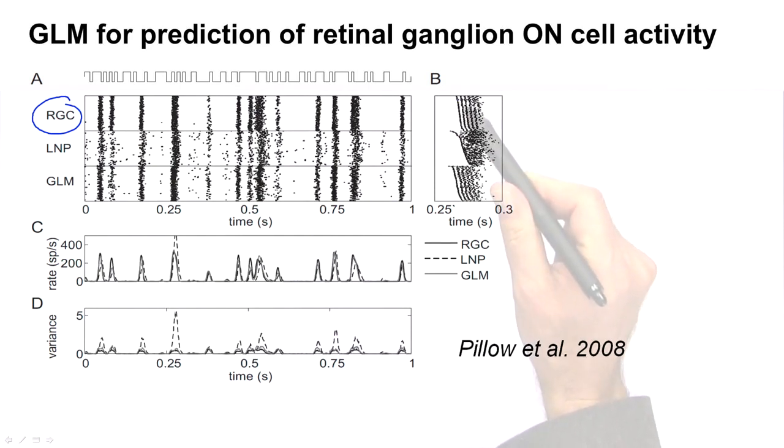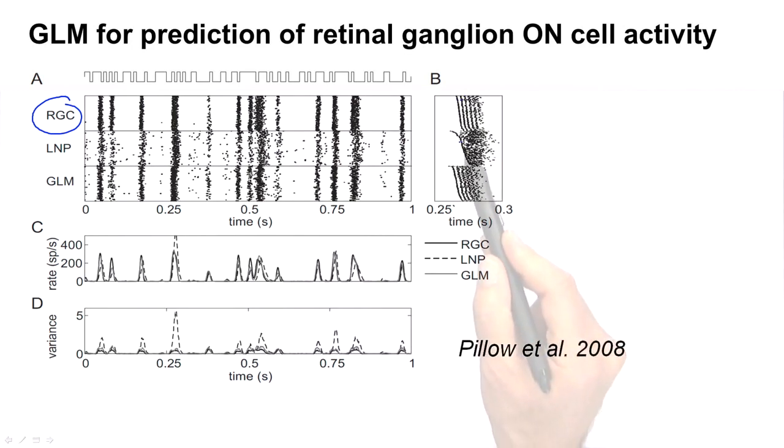But you see that after the first spike, there's always a pause related to refractoriness. And this pause is missing in the LNP model, but it is present in the GLM model. Why? Because the GLM model has the capacity to account for spike after effects.